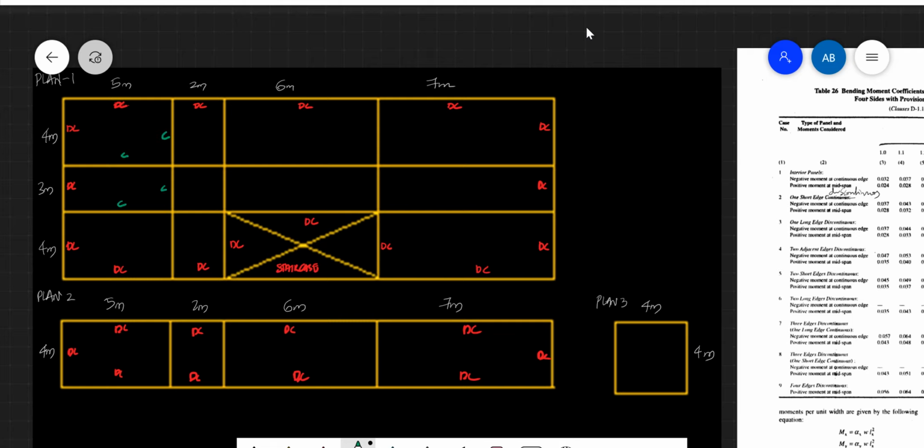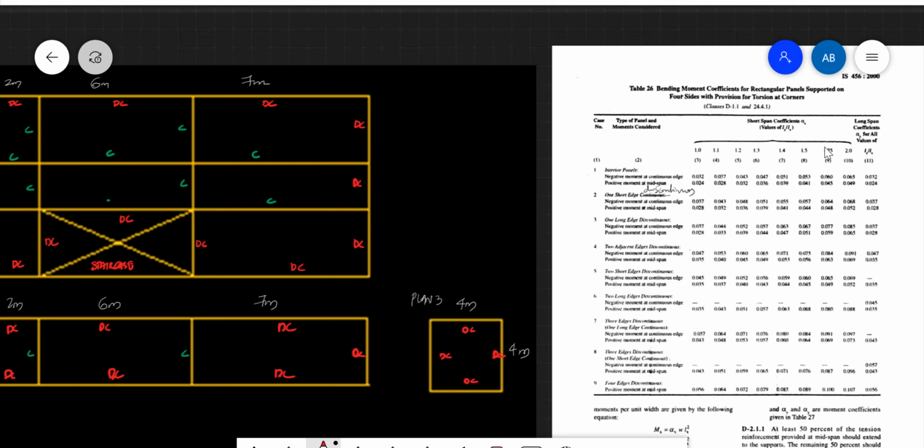These edges are continuous edges because there is continuity of the slab to other span. So this is continuous, this is continuous. These slabs are continuous slabs. There is continuity. And coming towards here, this is plan 3. All the 4 edges are discontinuous. So I could see the first one.